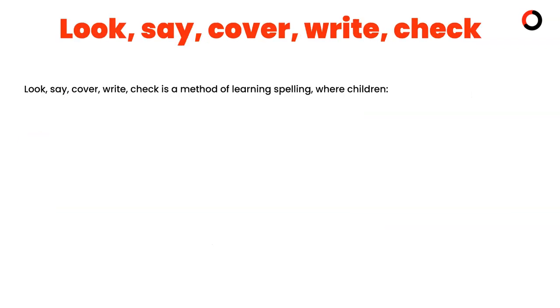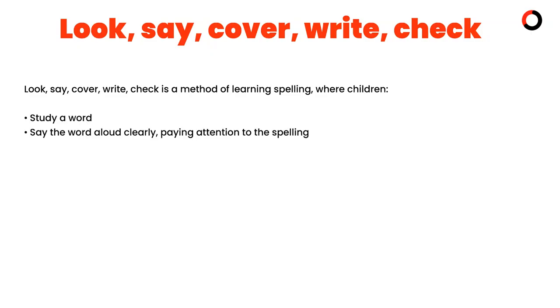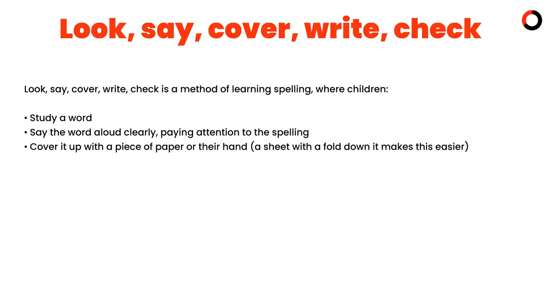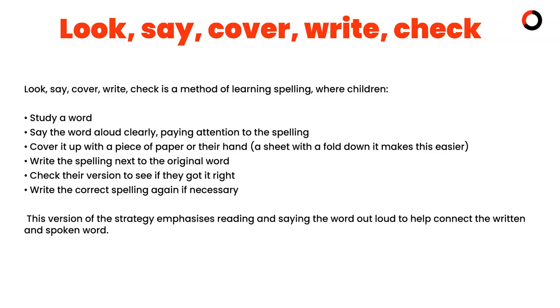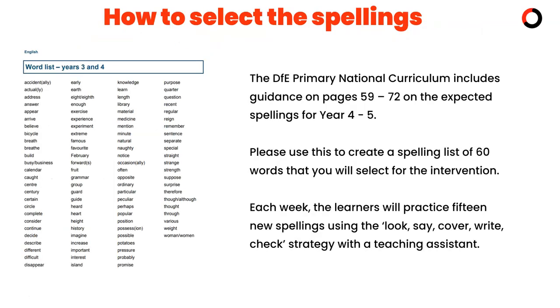The look, say, cover, write, check is a method of learning spelling where children study a word, say the word aloud clearly, pay attention to the spelling, cover it up with a piece of paper or the hand, write the spelling next to the original word, check their version to see if they got it right, and then write the correct spelling again if necessary. This version of the strategy emphasizes reading and saying the word aloud to help connect the written and spoken word.